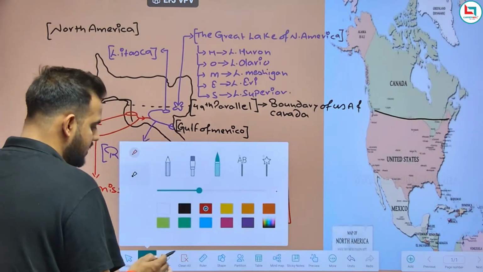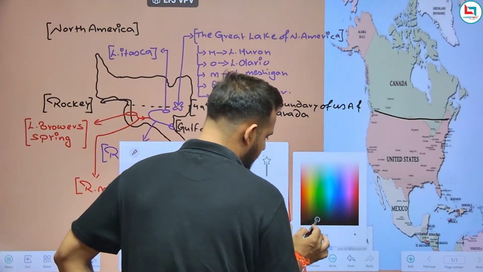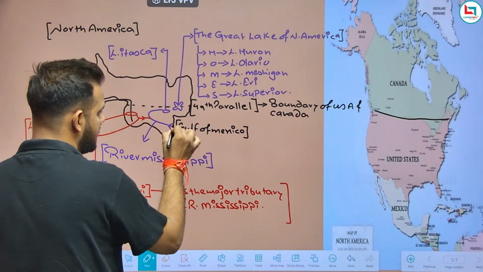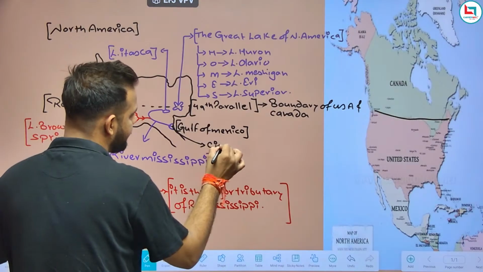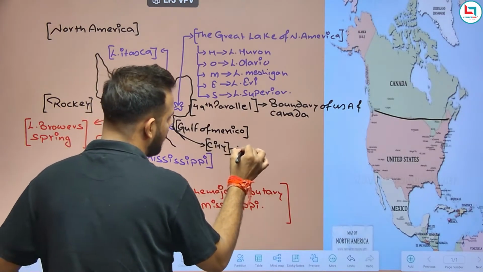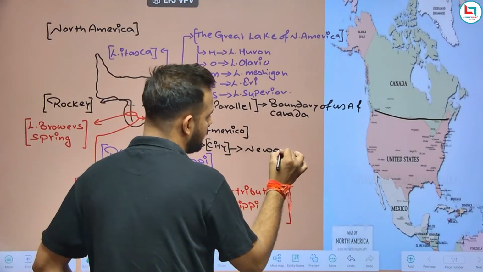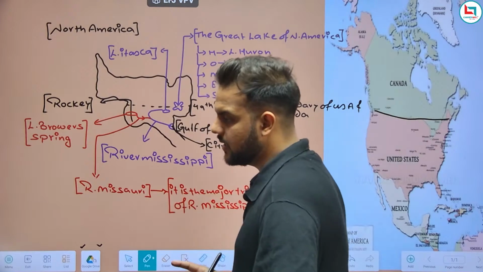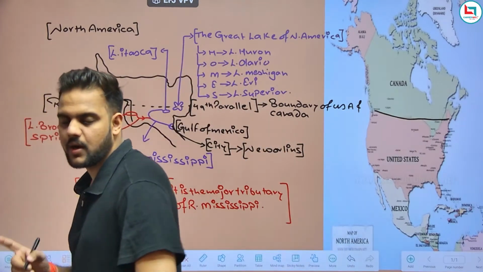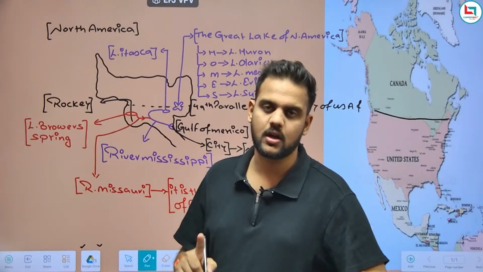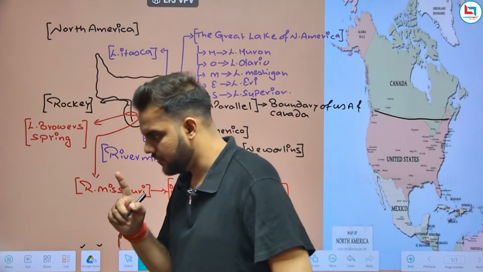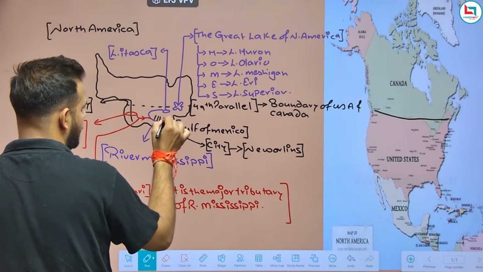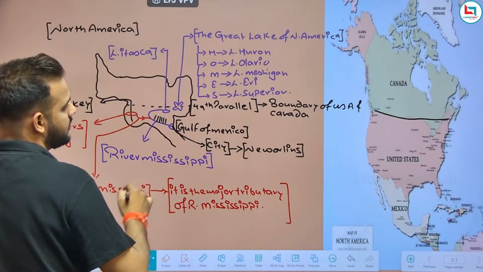Now, guys, River Mississippi. When we talk about River Mississippi, it falls near the city which is known as New Orleans. Here we have the city. Its name is New Orleans. And remember one thing, that River Mississippi makes its floodplains in the central part of USA, and those floodplains are known as the Central Plains of USA.